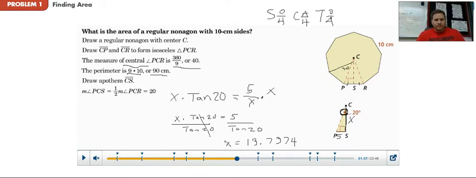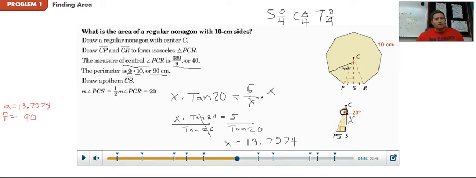Okay. So I'm going to kind of put this off to the side right here. Use a different color. So we know that what we just found right there was the apothem. Let's label this right here, we know that the apothem is 13.7374. And we know that the perimeter, which is what we found earlier, if each side is 10 and there's 9 sides, my perimeter is going to be 90.